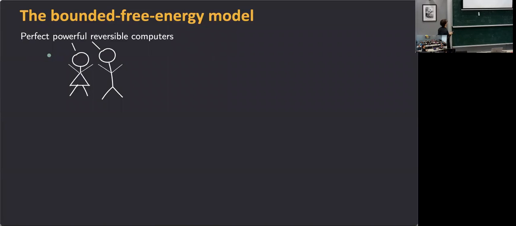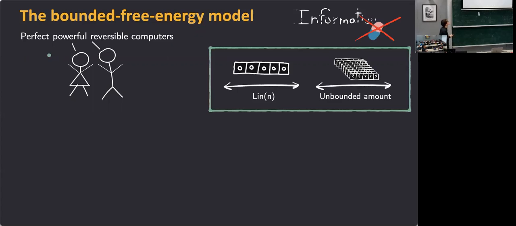So as I said, Alice and Bob will be perfect and powerful, meaning that they can act with unbounded computation time and reversible computers. We will see that they're not allowed to erase information, and that their starting resources will be a parameter n, a linear amount of non-randomness, that is, for example, a string that starts in a pure zero state, and an unbounded amount of memory that starts in a completely random state.